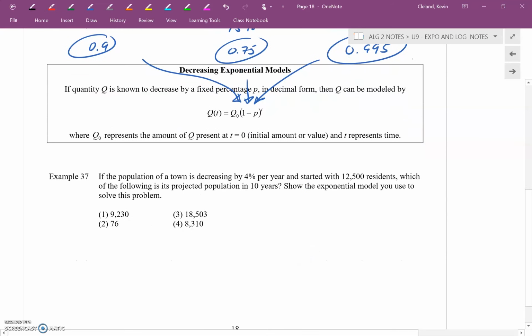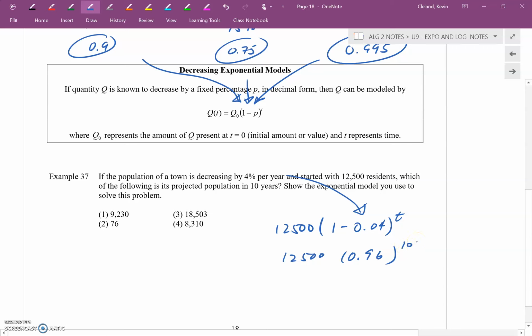And here is one. Population of a town is decreasing by 4% per year, and it started with 12,500 residents. And so we're going to subtract 4%. Nope, common mistake. 4% is 0.04, 40% is 0.4. So that would be our equation. We just have to do 1 minus 0.04, which is going to be 0.96. And we're doing this for 10 years.